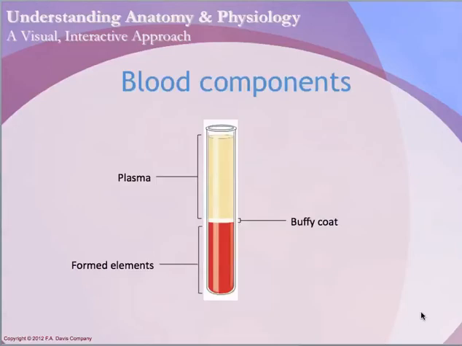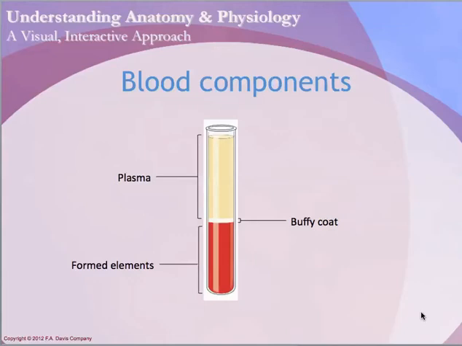So let's talk about the different blood components first. We have plasma, formed elements, and then we have this little layer called a buffy coat in between. And the components don't become apparent like this until they go through a centrifuge. So that's what happens when we take a sample of blood and we actually spin it. And these blood tests allow us to gain insight about disease and disorders.